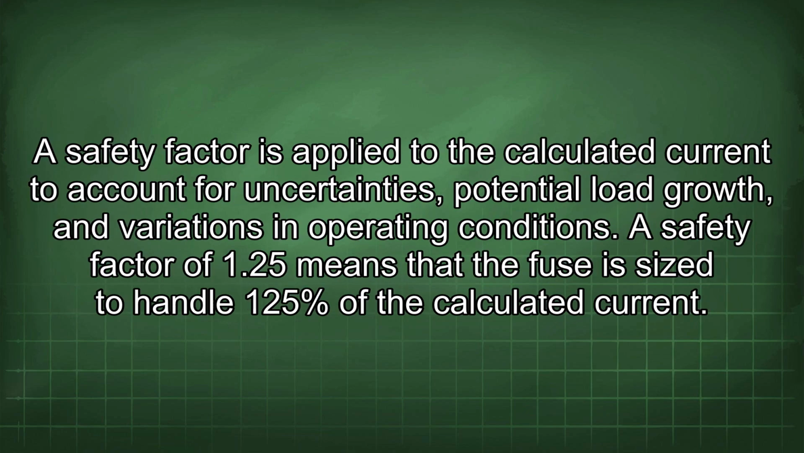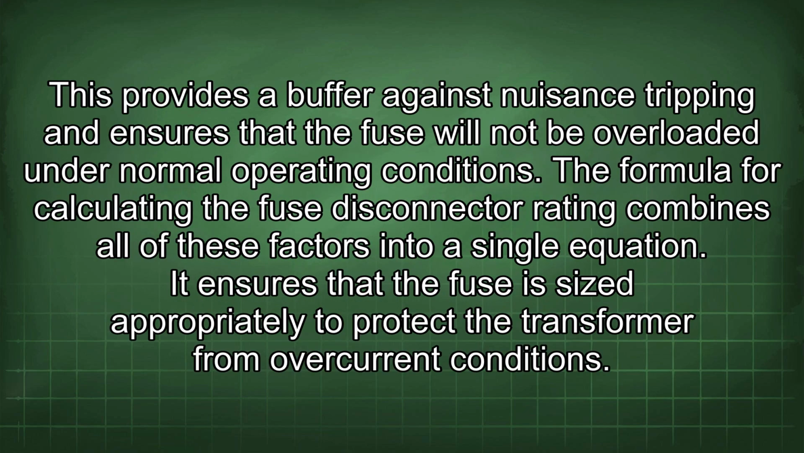A safety factor is applied to the calculated current to account for uncertainties, potential load growth, and variations in operating conditions. A safety factor of 1.25 means that the fuse is sized to handle 125% of the calculated current. This provides a buffer against nuisance tripping and ensures that the fuse will not be overloaded under normal operating conditions.